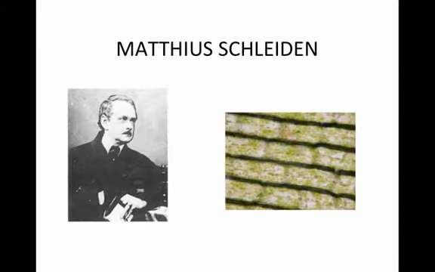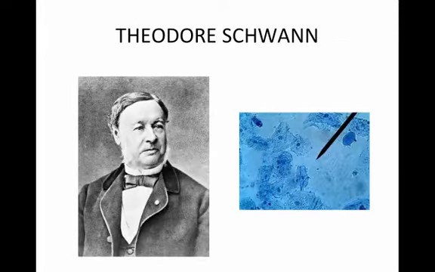Matthias Schleiden lived in the 1800s. He observed plant cells, and he came to the conclusion that all plants are made of plant cells. Theodore Schwann in the 1800s also observed animal cells, and he came to the conclusion that all animals are made of animal cells. So Schleiden and Schwann are credited for developing the cell theory.